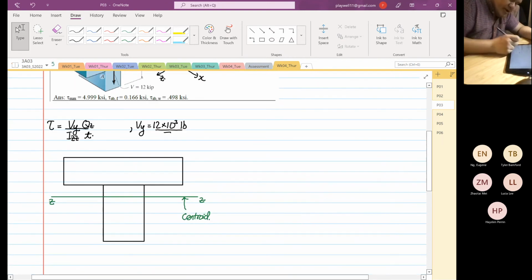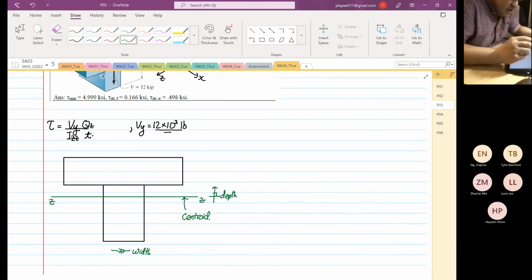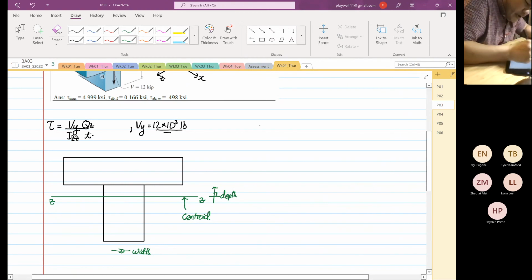And we know we want to find IZZ. We know that this is our width. And over here, or sorry, not there, but this orientation over here, because it's 90 degrees, this is our depth. Okay, so from here, we're going to find our centroid, right? So we divide into sections. And I strongly recommend you use this technique because you will make less mistakes.